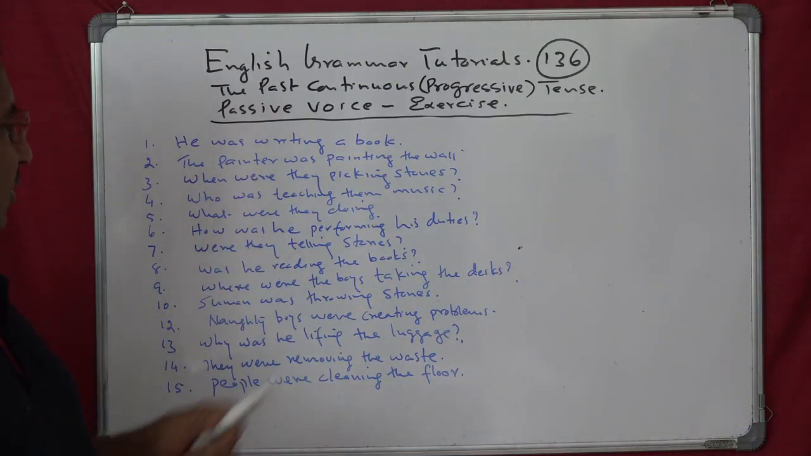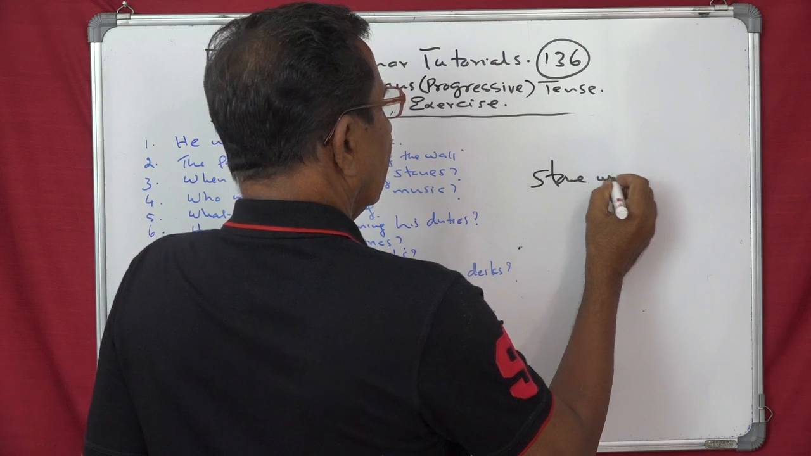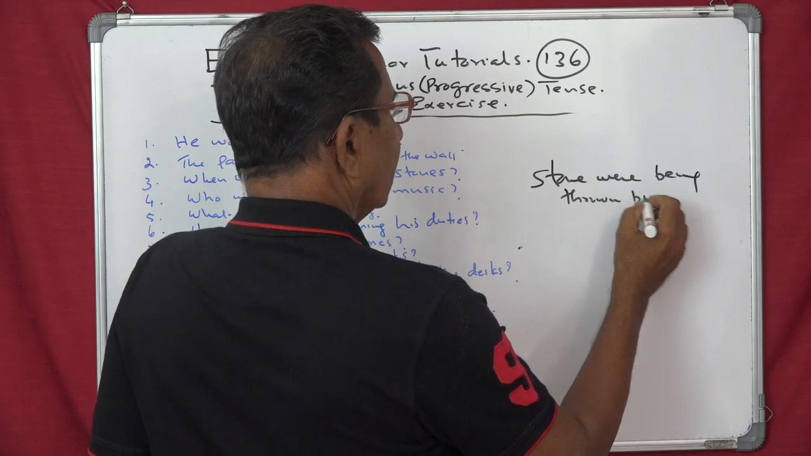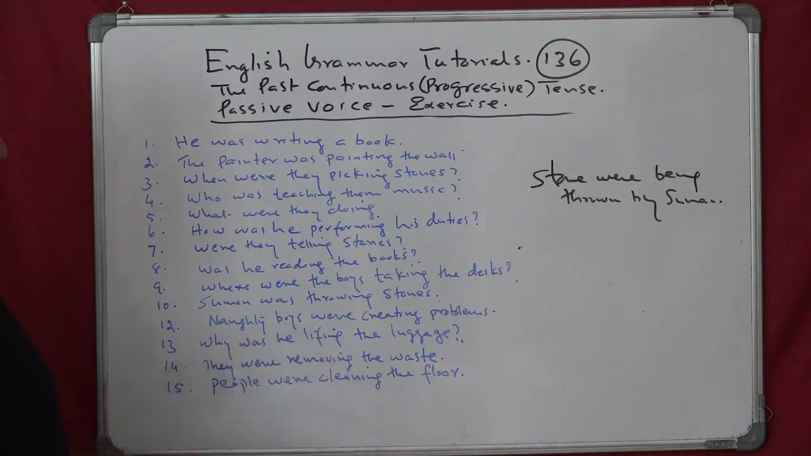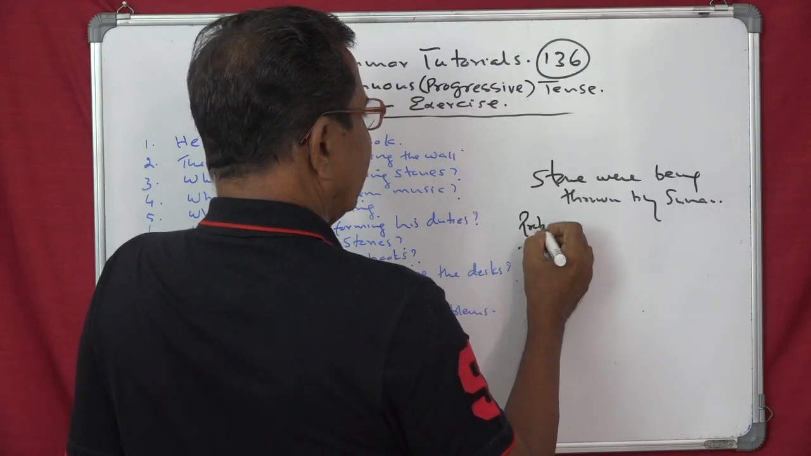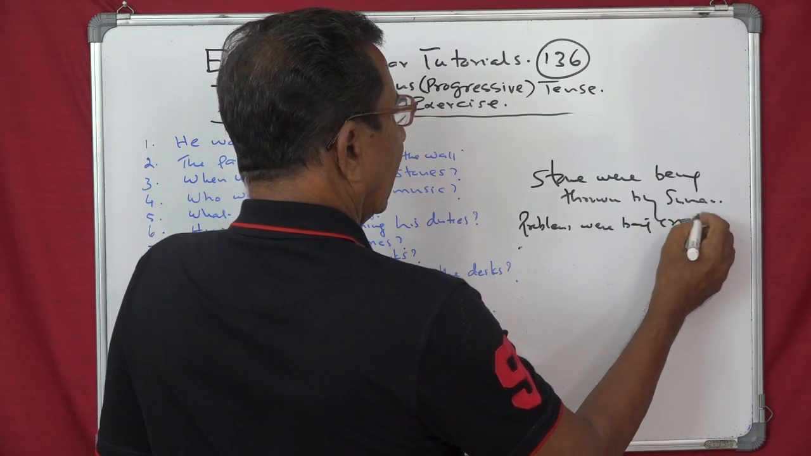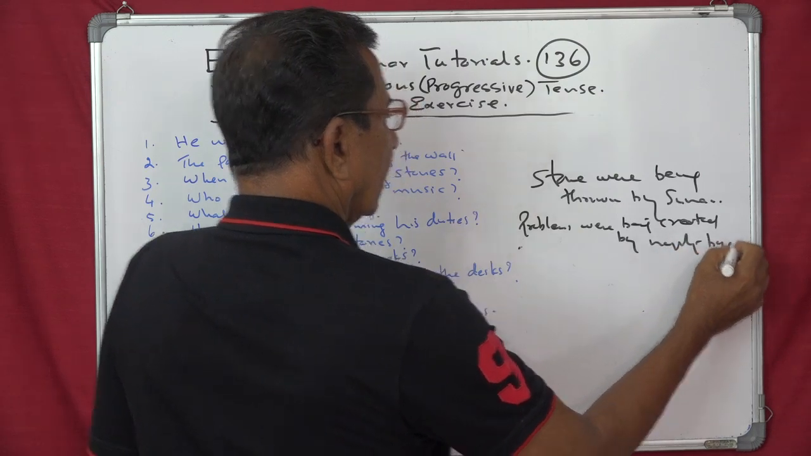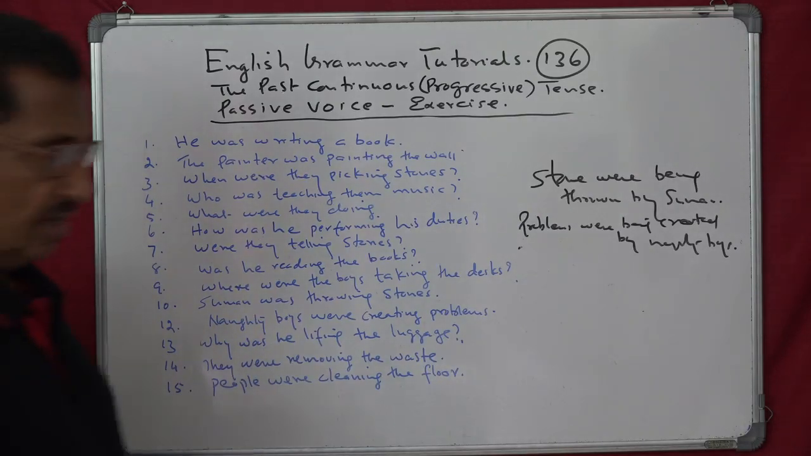And next we have got, Suman was throwing stones. Very simple. The stones were being thrown by Suman. That's all. That's very simple. Naughty boys were creating problems. Problems were being created by naughty boys. Listen, created.